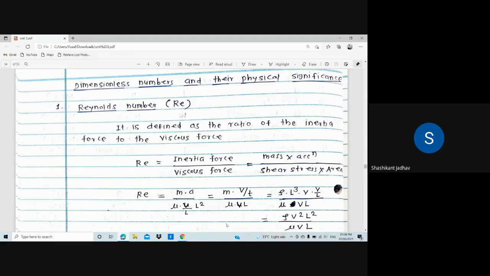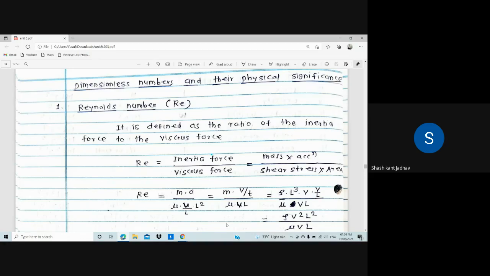What is the notation for the Reynolds number? That is Re. Already in empirical correlations we have written the formulas related to the Reynolds number, Prandtl number, Nusselt number. Now we have to discuss thoroughly what is meant by Reynolds number, what is its physical significance, what is the equation for it, and how that equation arises.